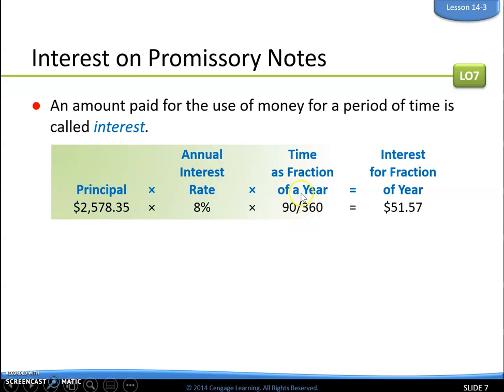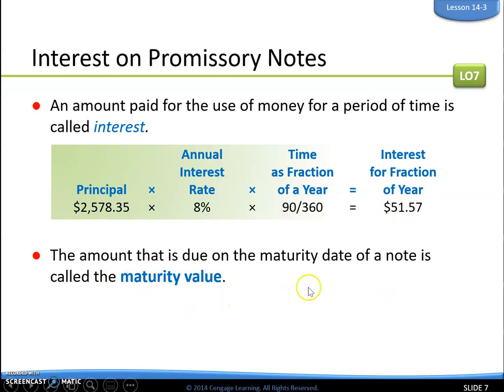For easy math, we're going to use that year as instead of 365 days, we're going to use 360. Okay, so we're going to use 90 over 360. So our principal amount times the interest rate of 8% times that fraction, 90 over 360, and then this gives us that interest of $51.57.